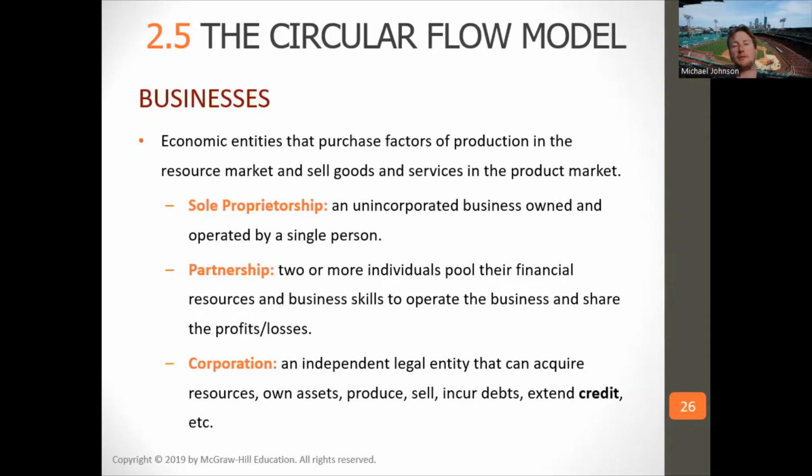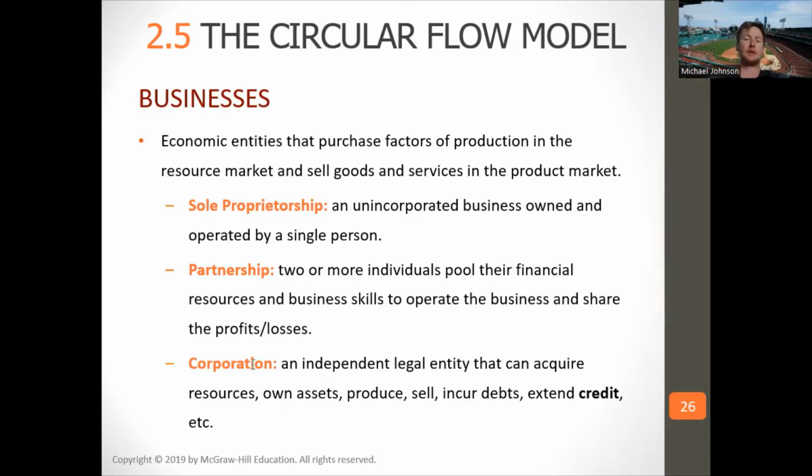So businesses, a sole proprietorship is an unincorporated business owned and operated by a single person. Partnership is two or more individuals who pool their financial resources and business skills to operate the business and share the profits and losses. Corporation is an independent legal entity that can acquire resources, own assets, produce, sell, and incur debts, extend credit, etc.